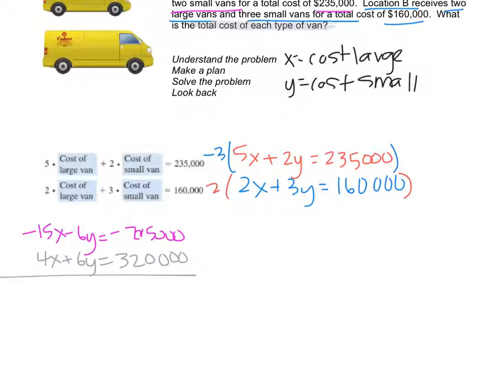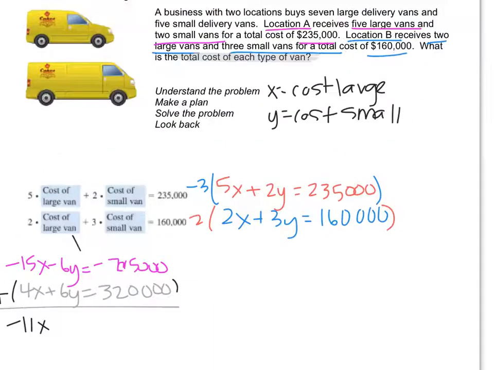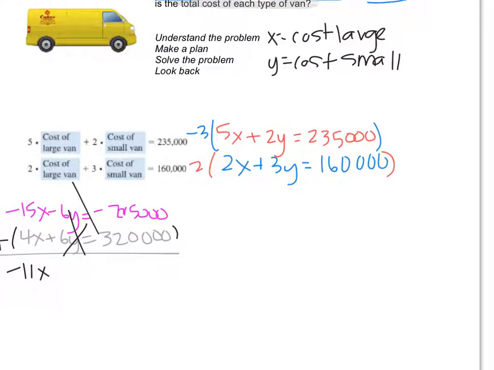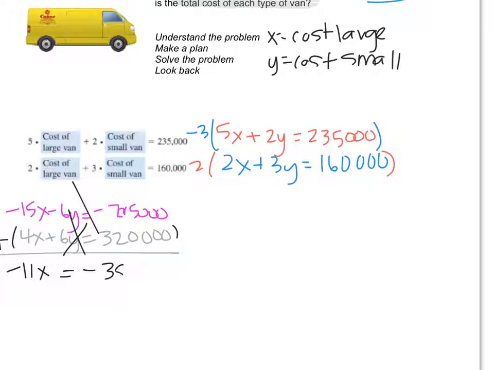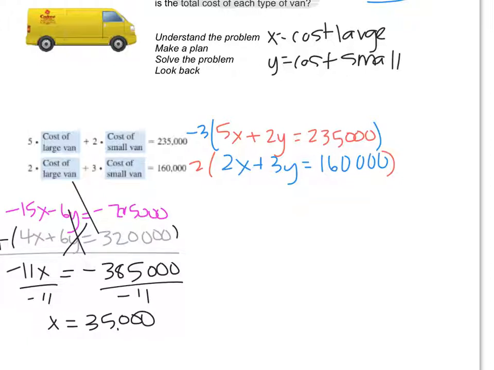So now we add, and I get -11x. Those cancel. That was the point. And -705 plus 320 is -385,000. Divide that by -11, and I get that a large van costs $35,000. That's expensive. All right.